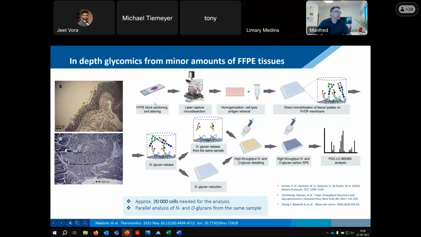And we take these LCM prepared tissues, we homogenize, we immobilize on PVDF membranes, we cut off the N-Glycans, we chemically release the O-Glycans, and we analyze all these glycans by LCMS and use PGC, porous graphitized carbon, for resolving isomers, which is a key aspect of this workflow. And we need quite some cells here, 20,000, but you can prepare those in a tedious but feasible manner from these tissue sections.